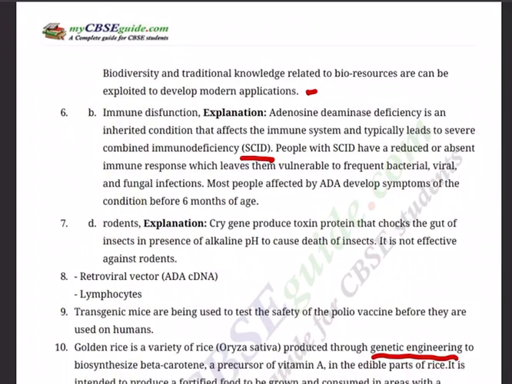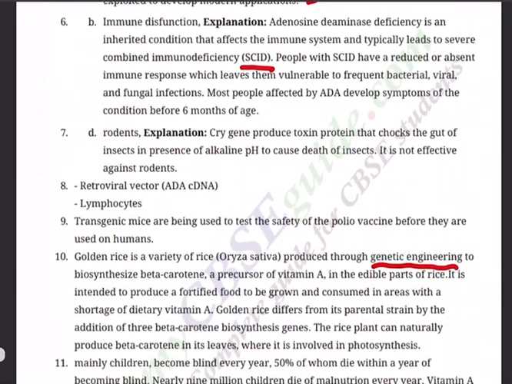Question 6, immune dysfunction, B answer. Adenosine deaminase deficiency is an inherited condition that affects the immune system and typically leads to SCID, severe combined immunodeficiency. People with SCID have a reduced or absent immune response that leaves them vulnerable to frequent bacterial, viral, and fungal infections. Most people affected by ADA deficiency develop symptoms of the condition before 6 months of age.